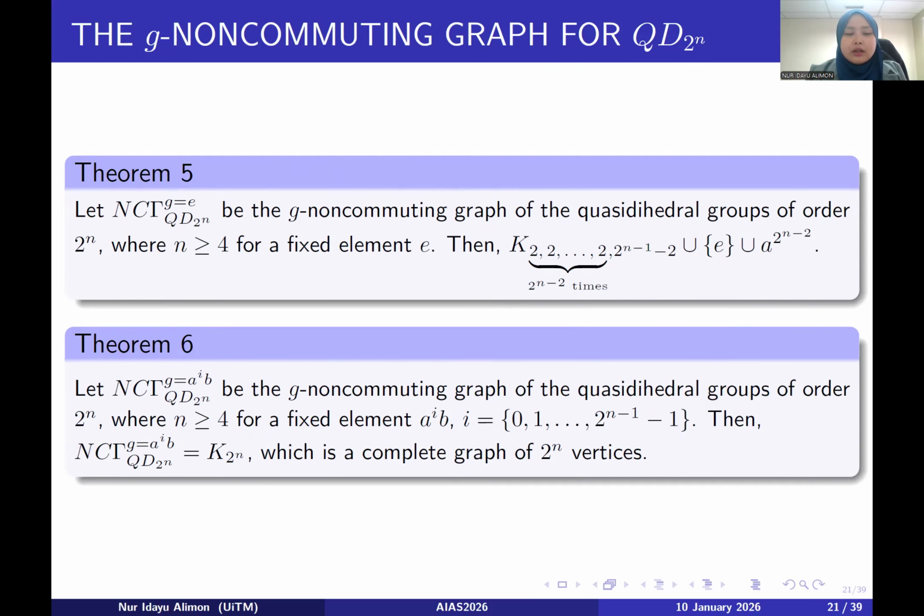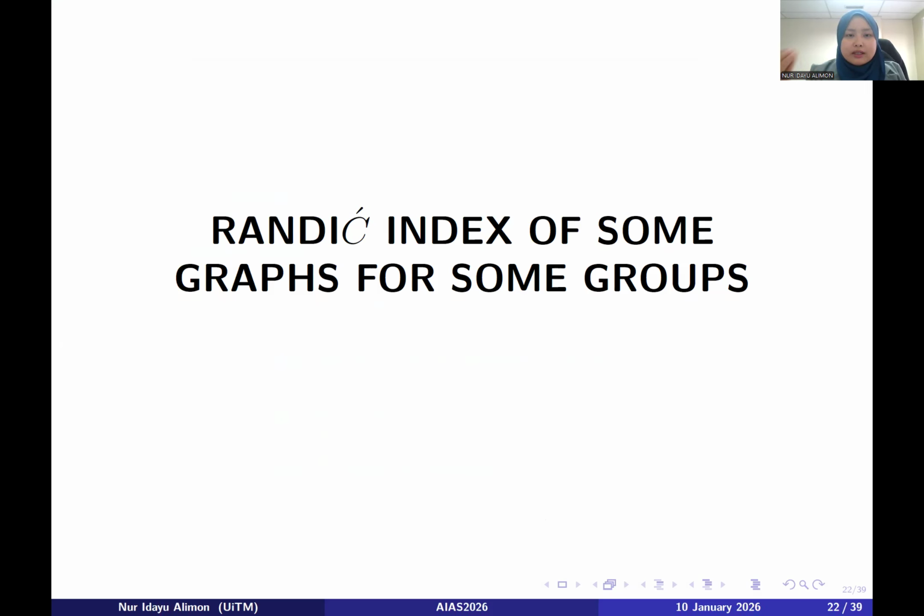Okay, so I will present on the Randic index, the general formulas of the Randic index of some graphs for some groups, which is the non-commuting graph and also the g-non-commuting graph, and for these three groups, the dihedral groups, generalized quaternion groups, and also quasi-dihedral groups.